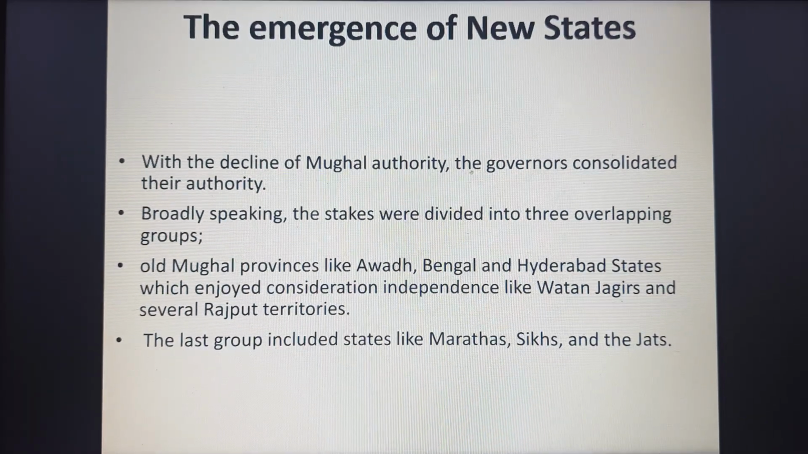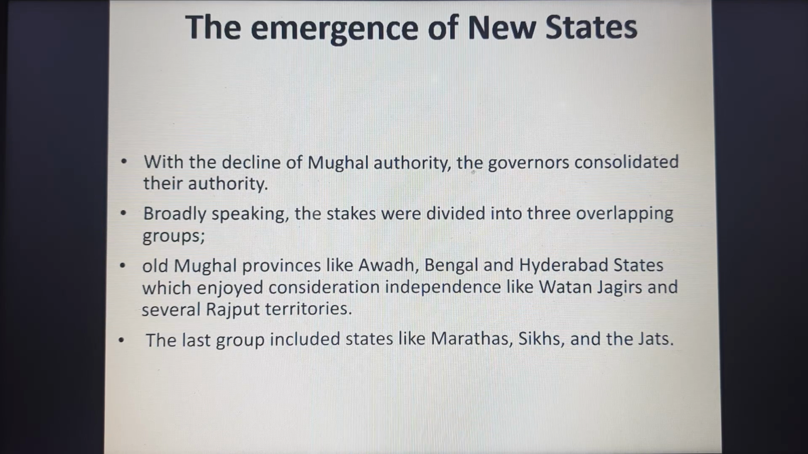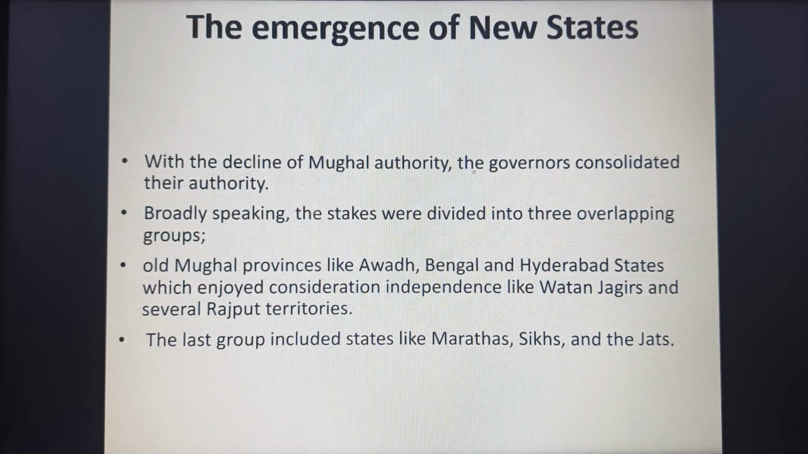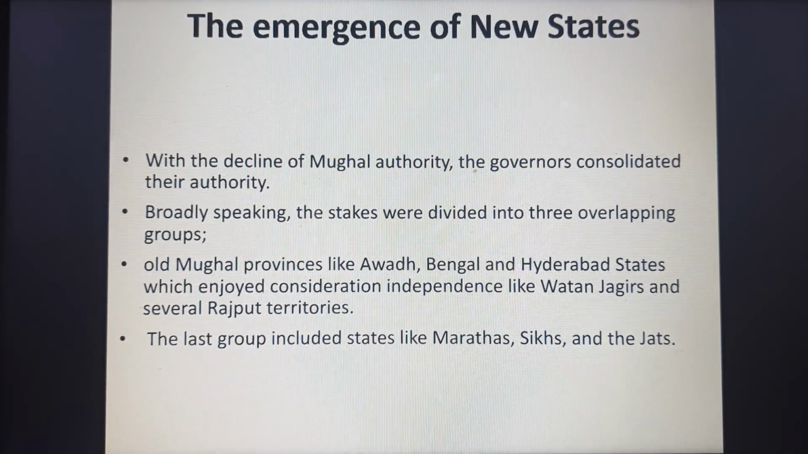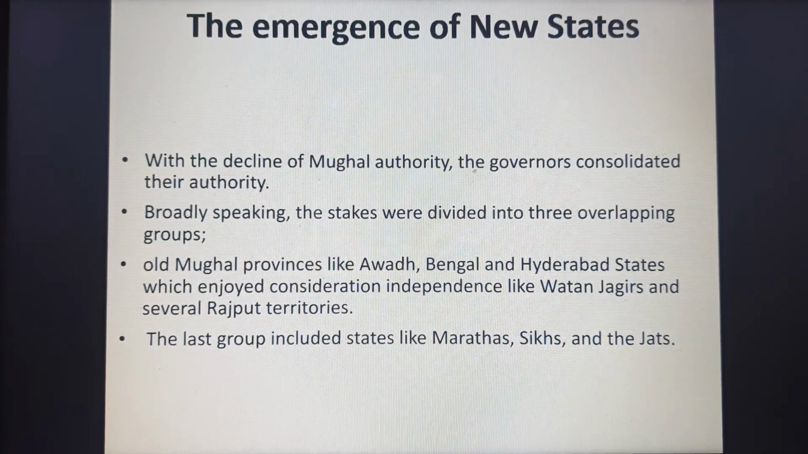The emergence of the new states. With the decline of Mughal authority, the Mughal authority was nowhere. The governors consolidated their authority. Broadly speaking, the states were divided into three overlapping groups. Means now the whole empire was divided into three overlapping groups. They were certain important persons of the empire only, but now they were raising their words, raising their power, and now they were coming into existence.